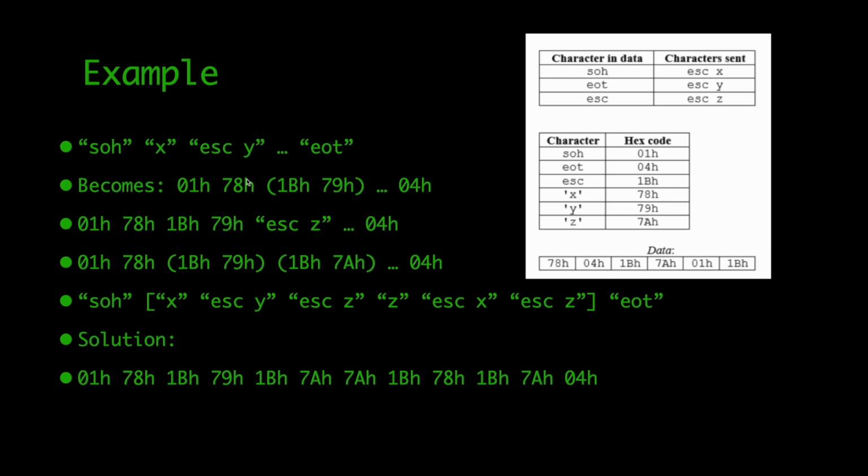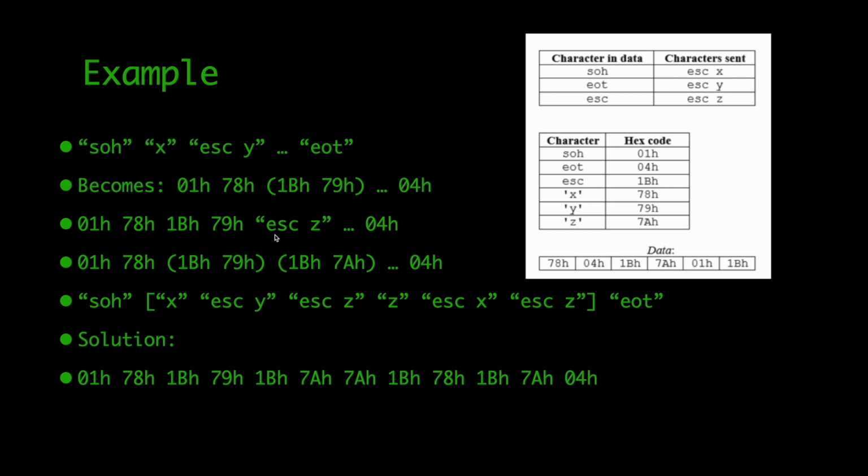And we can also write out what that becomes in hex, and I've put parentheses for emphasis, mind that this is byte stuffed. So far we have 01H, 78H. What is escape? It is 1BH. And what is Y? It is 79H. So escape Y just becomes those exact characters, 1BH for escape and 79H for Y.